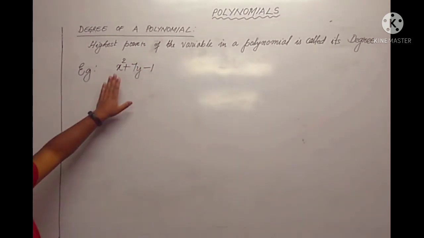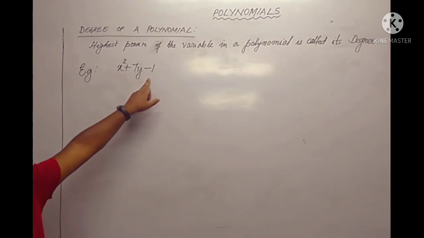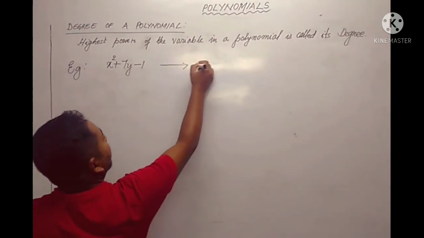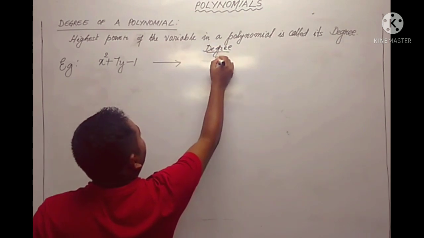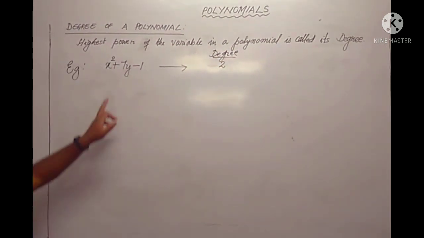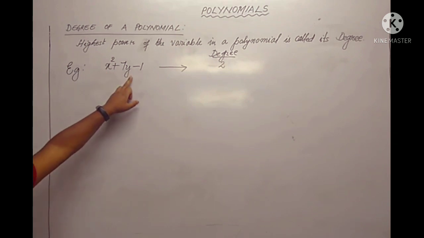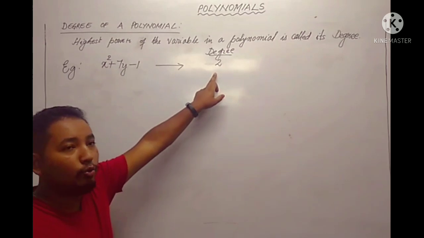If I give you this polynomial x square plus 7y minus 1, what is its degree? Its degree will be 2. Why 2? See the highest power. Here the power of x is 2. Here the power of y is 1. Which is bigger? 2 is bigger. Therefore the degree is 2.